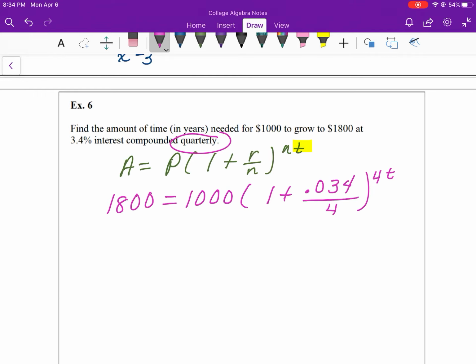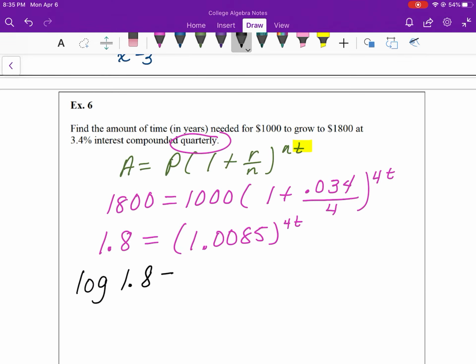Okay, I can divide both sides by 1,000 first. 0.034 divided by 4 is 0.0085. Okay. Now, I can't do anything with this until I do the log or the natural log on each side. So this goes back to the first part of the lesson. I'm going to do a log because that's going to allow me to bring that exponent down to the front.